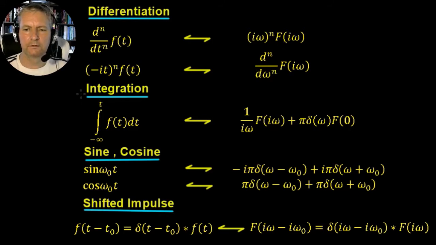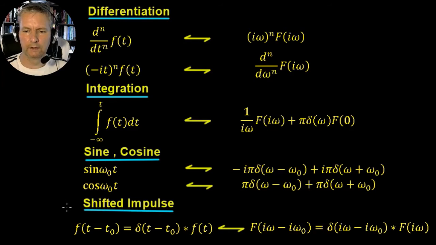And we've also seen integration. If we were to integrate a function f of t between minus infinity and t, it is equivalent to division by i omega, and we had a constant of integration here. We looked at the cosine and the sine functions as well, and that gave us our two impulse functions separated by plus omega naught and minus omega naught.